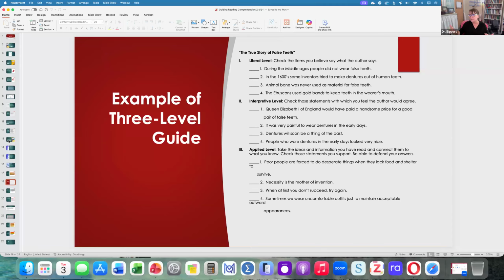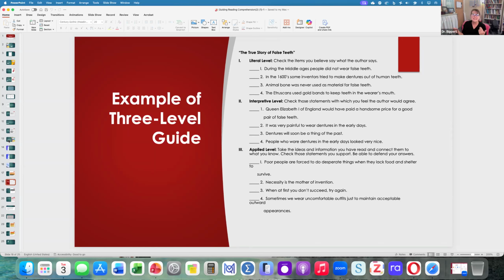Applied is a little bit different. What I would do with your applied level questions, if you create something like this, is have a space for them to explain why. Because it's one thing to say yes or no to an applied or evaluative question. It's something else to have them explain their answer, because that way you know that they're really thinking about that yes or that no answer for the applied part of the strategy.